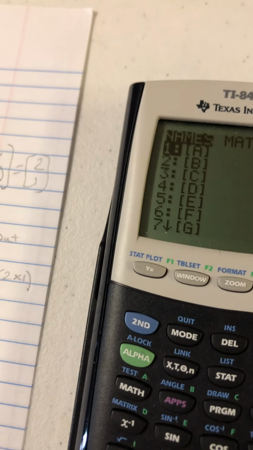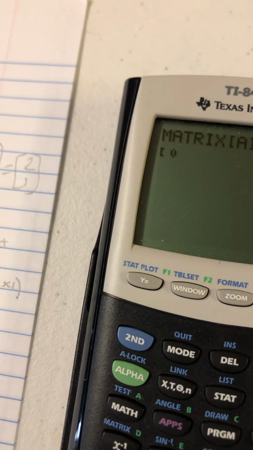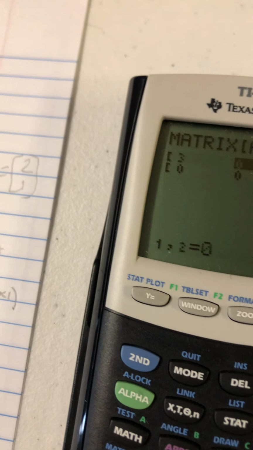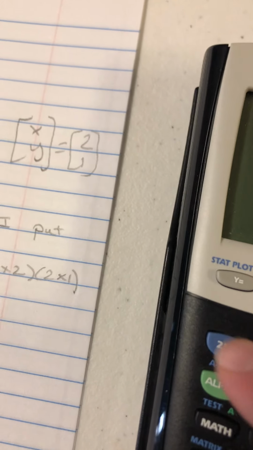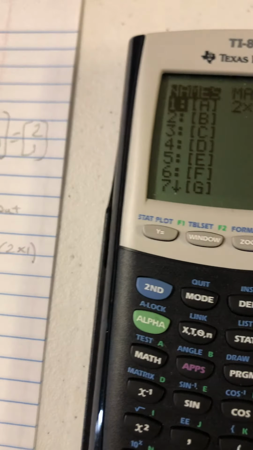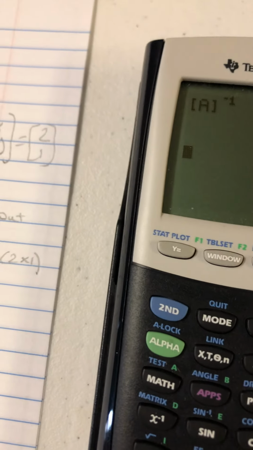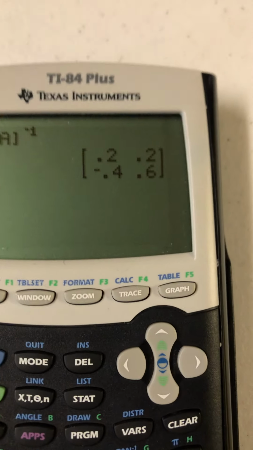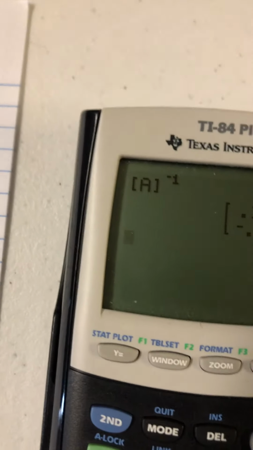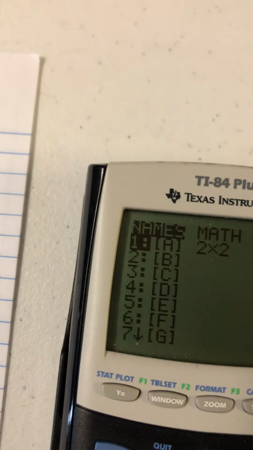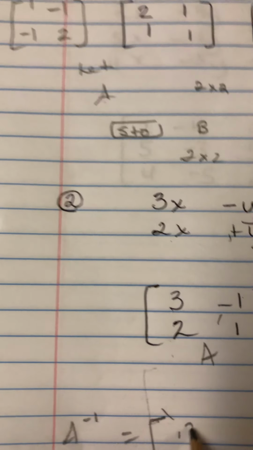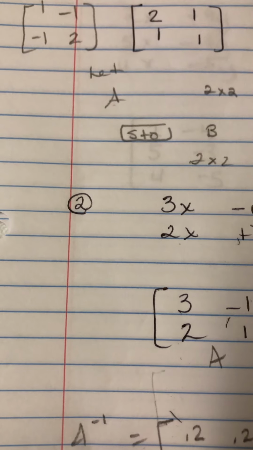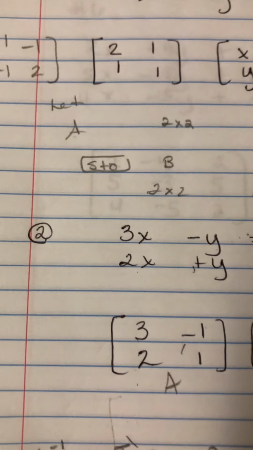Now remember, this will be matrix A, so I have to enter that in. That's going to be a 2 by 2 matrix, and the entries are 3, -1, 2, and 1. Now, get out of here, go to matrix A, and find its inverse. Unfortunately, it kind of happens every now and again. You do have decimals, not a problem. We're going to store that into matrix B. Okay, so A inverse is going to be the matrix 1/5, 0.2, 1/5, 0.2, -2/5, -0.4, 0.6.